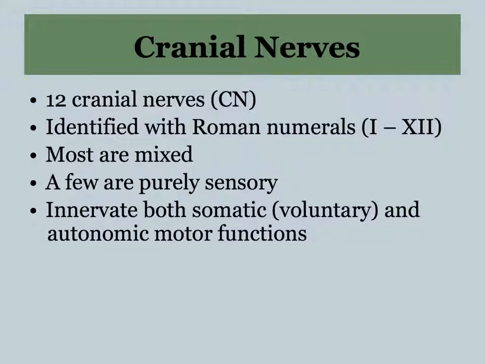So let's start with the cranial nerves. They're abbreviated with the letters CN for cranial nerve, and they're given numbers using Roman numerals. Most of your cranial nerves are mixed, so they contain individual nerve fibers that are sensory and/or motor. A few of your cranial nerves only provide sensory information. The cranial nerves innervate, they provide nerve impulses for both somatic, which are your skeletal muscles, the voluntary muscles under your control, and the autonomic muscles and glands.